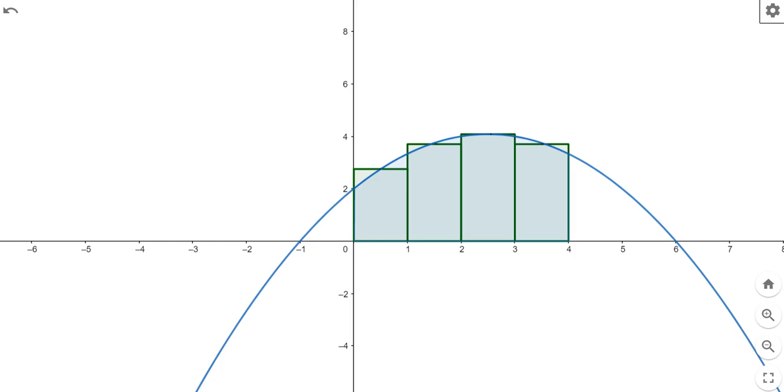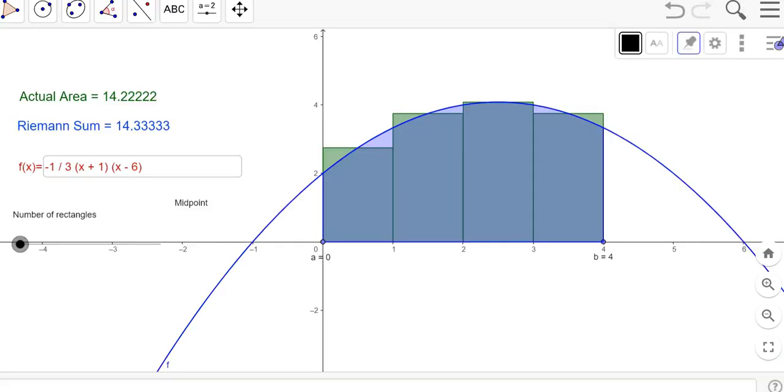Other graphs might not jump out at me. This is an okay approximation. The idea behind Riemann approximations is that if I have enough rectangles, my approximation gets better and better. Here, with my four rectangles, my approximation is already only like 0.1, 0.11 away from correct.